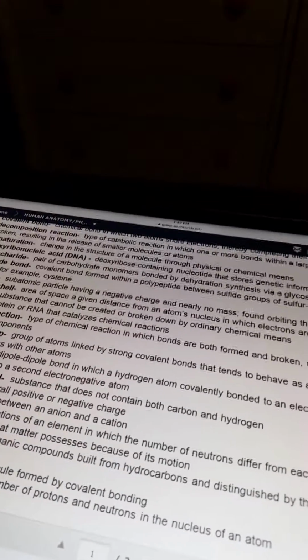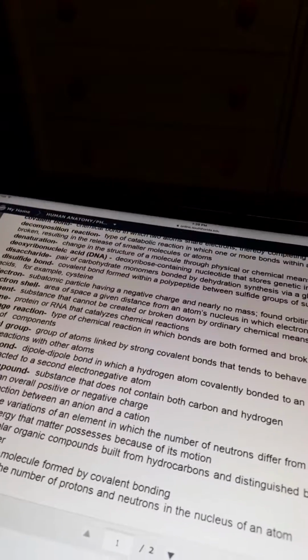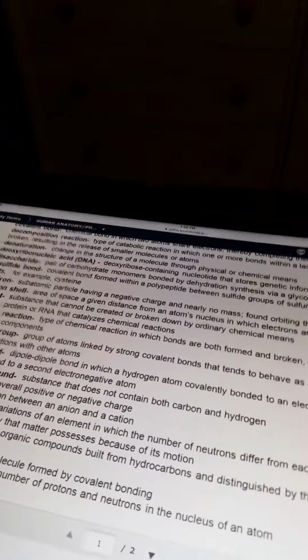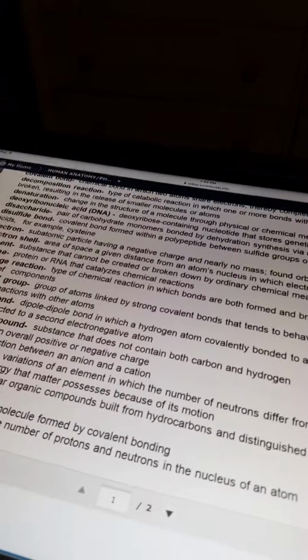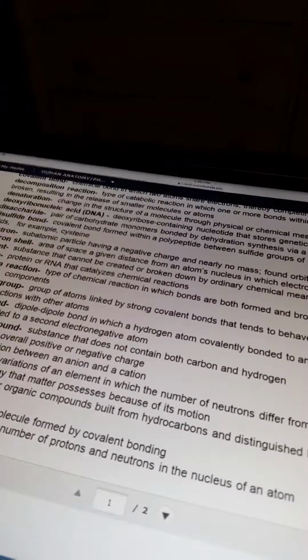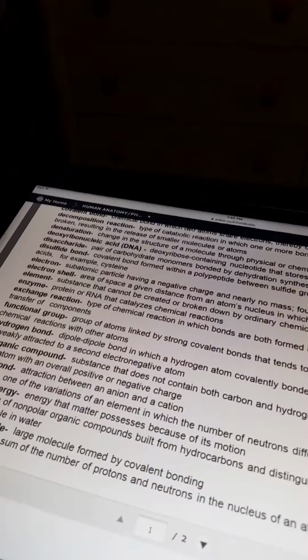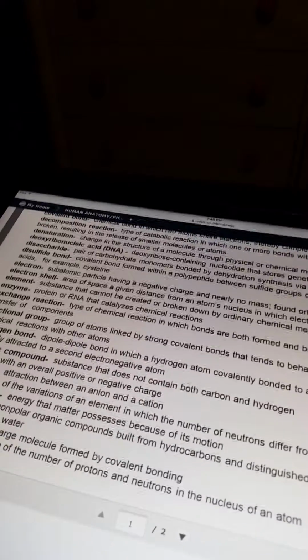Element, substance that cannot be created or broken down by ordinary chemical means. Enzyme, protein or RNA that catalyzes chemical reactions. Exchange reaction, type of chemical reaction in which bonds are both formed and broken, resulting in the transfer of components. Functional group, group of atoms linked by strong covalent bonds that tends to behave as a distinct unit in chemical reactions with other atoms. Hydrogen bond, dipole-dipole bond in which a hydrogen atom covalently bonded to an electronegative atom is weakly attracted to a second electronegative atom.